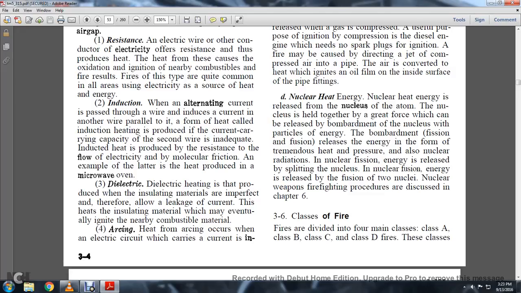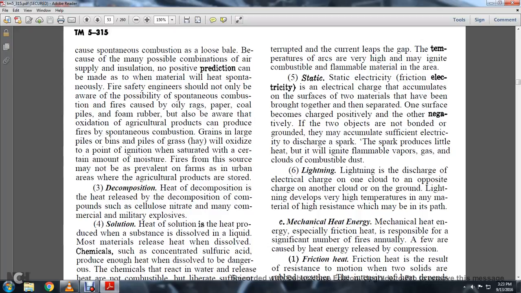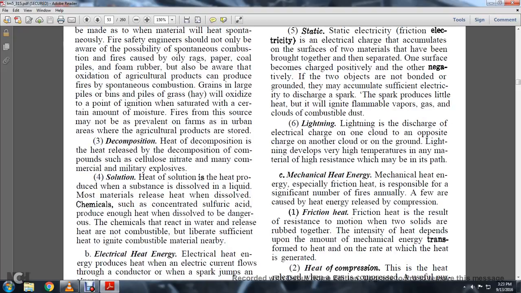4. Arcing. Arcing occurs when an electrical current is interrupted and the current leaps across the gap. The temperatures in the arc are very high and may ignite flammable material in the area. 5. Static electricity. Frictional electricity is electrical charge that accumulates on the surfaces of two materials that have been brought together and then separated. One surface becomes charged positively, the other negatively. If the two objects are not bonded or grounded, they accumulate sufficient electricity to discharge a spark, and the spark produces light and heat, which will ignite flames or vapors, gas, and clouds of combustible dust.